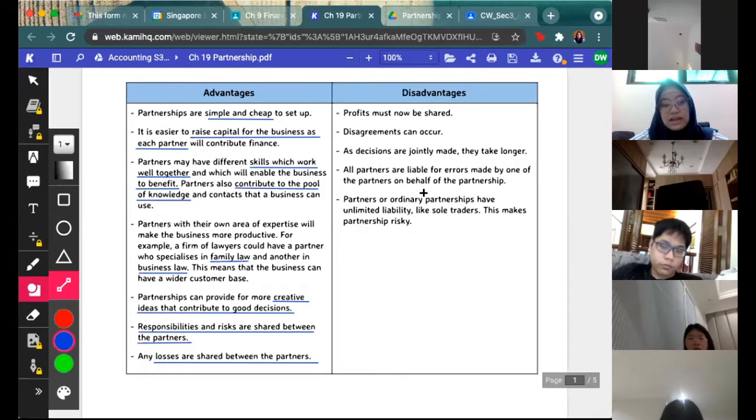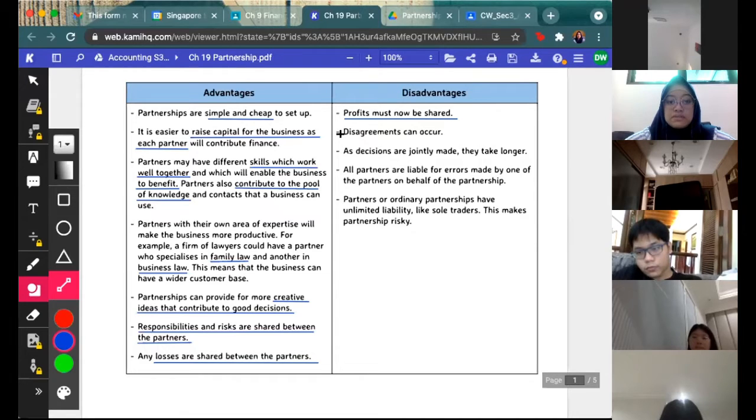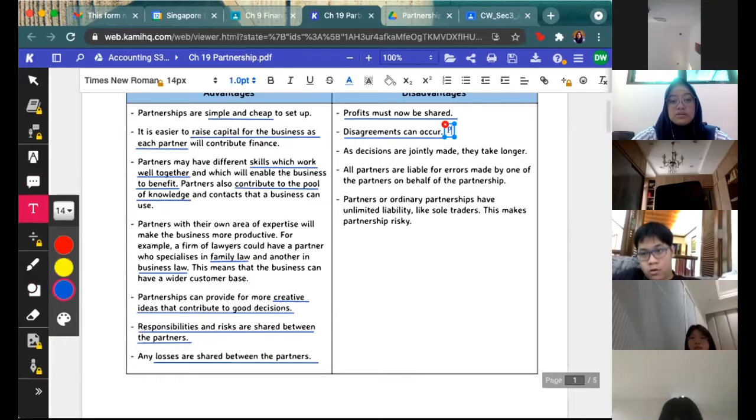Now, we have advantages. We also have disadvantages. Disadvantages of partnership: of course, profits now must be shared among partners. Previously, as a sole trader, we had 100% of the profit. But since we are a partnership now, we have to share among partners, among our friends. And in partnerships, usually when the business is small, disagreements rarely occur. But if it is growing, after a few years, disagreements can occur, because the bigger the company is, the bigger the problem is. That is why we have to prevent that by a partnership agreement.